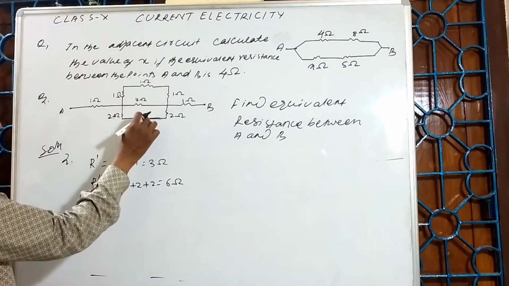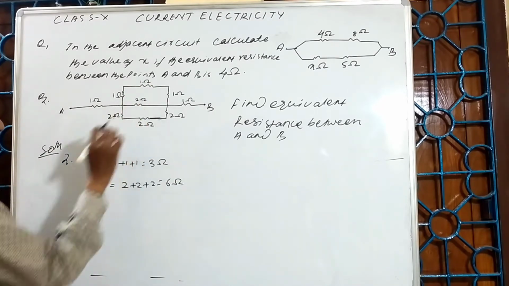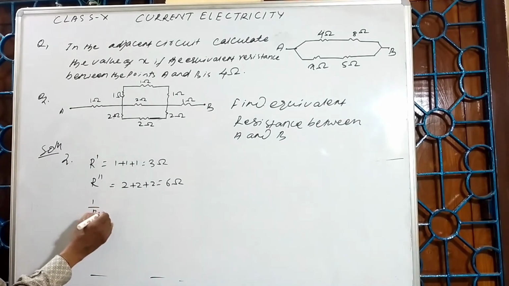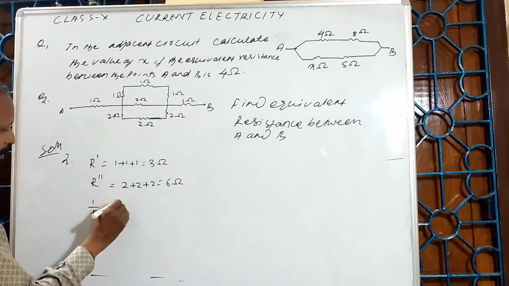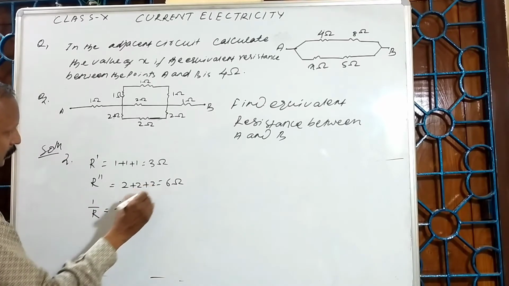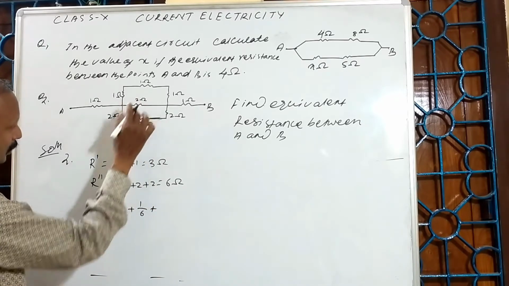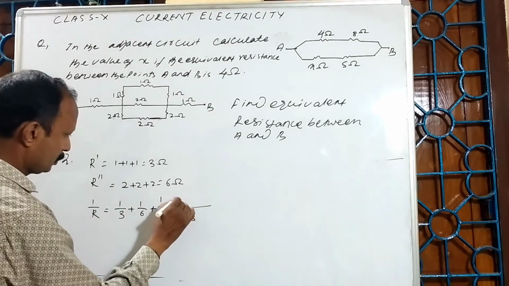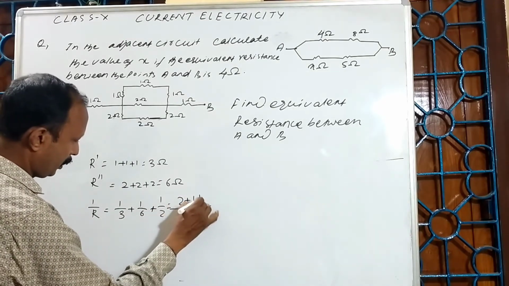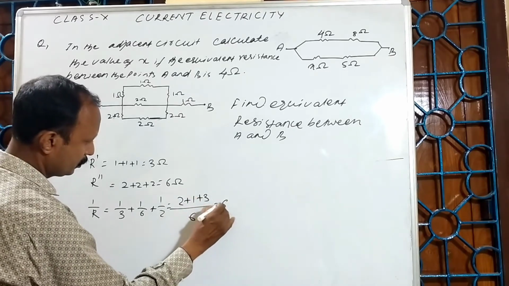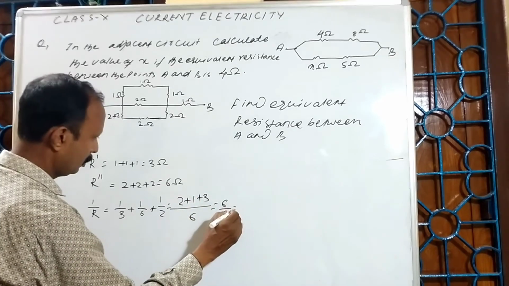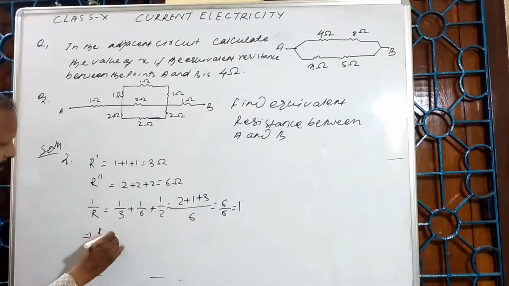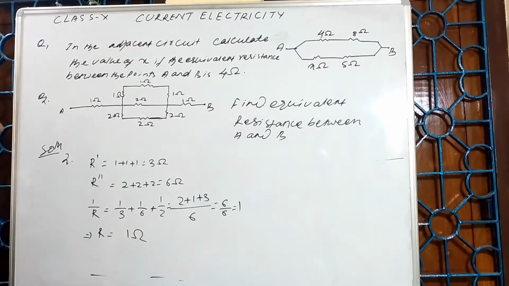Now these three are connected in parallel. So I can say that 1 upon R is equal to 1 by 3 plus 1 by 6 plus 1 by 2. This is equal to 2 plus 1 plus 3 over 6, is equal to 6 upon 6 is equal to 1, implies that this R is equal to 1 ohm.